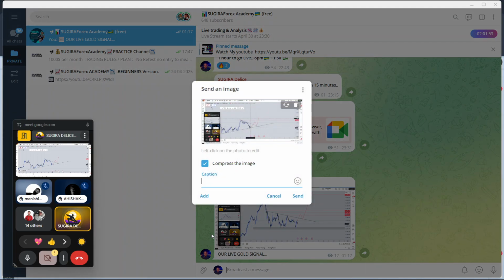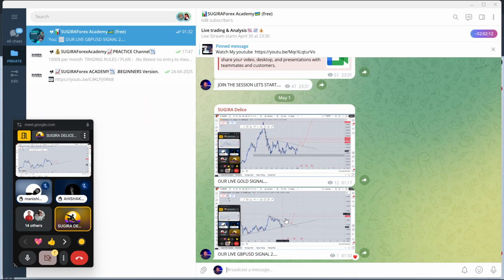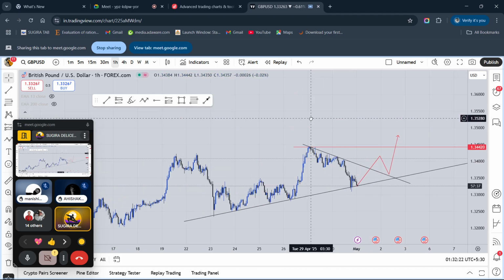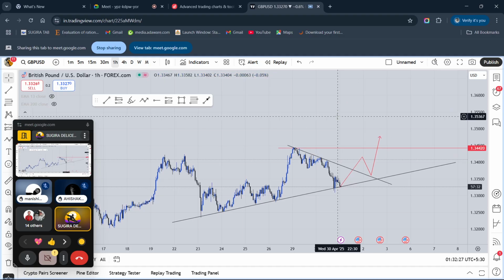So this is our live signal, GBP USD signal. All right, this is our live signal too. So now what we have to do is wait for the market to break and retest this level. This is our signal on the GBP USD.